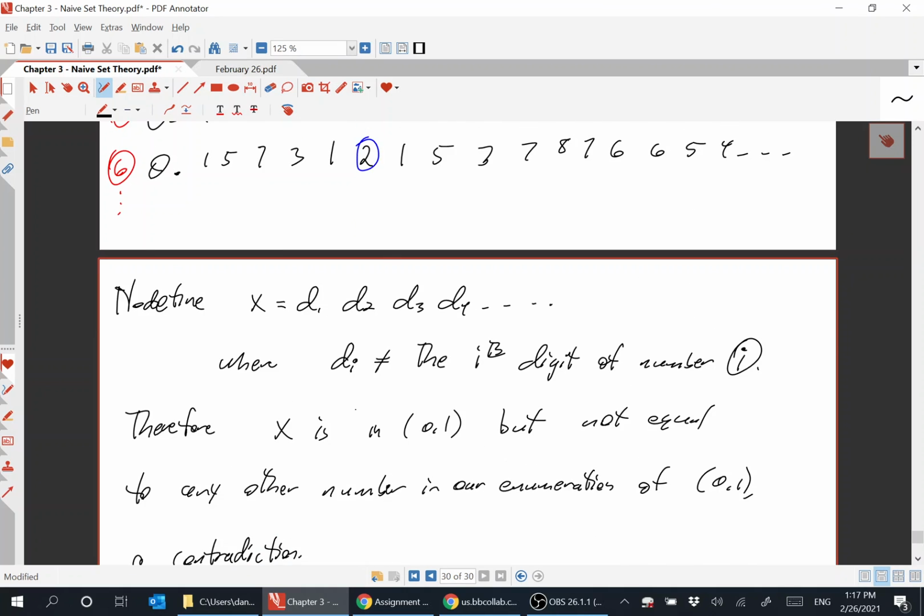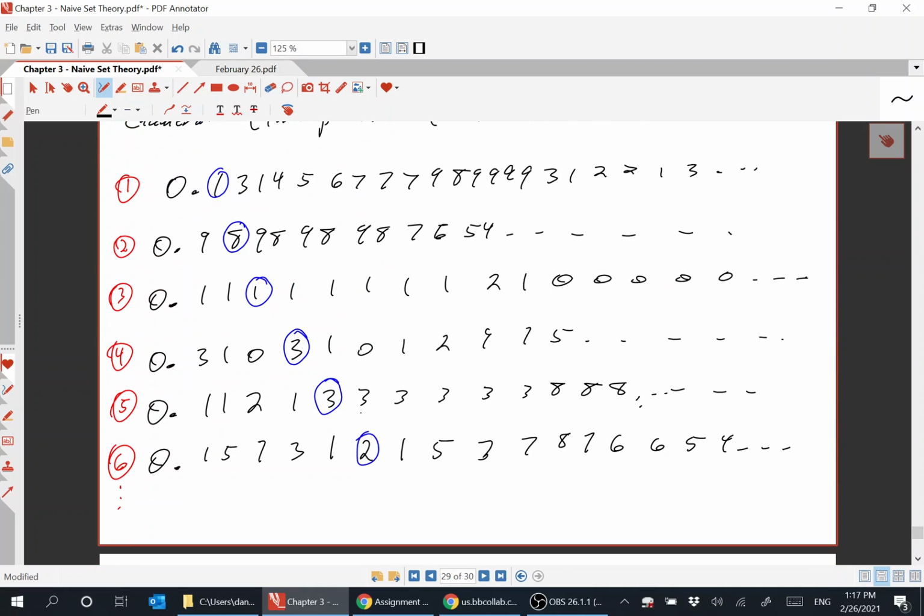You've got some purported enumeration, but now you make a number that is different than 1 in the first spot, different than 8 in the second spot, different from 1 in the third, different from 3 here, different from 3 here, different from 2 here. So this number that you made is not equal to any of these labeled numbers. But the labeled numbers were supposed to be the whole thing. It's not, because you missed one. So it's not countable. The initial assumption that it was countable can't be right, because we achieved a contradiction.